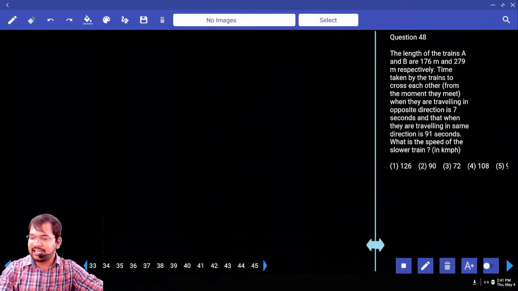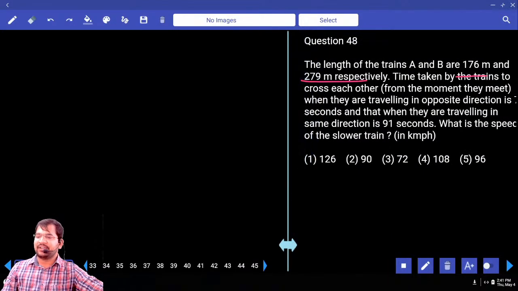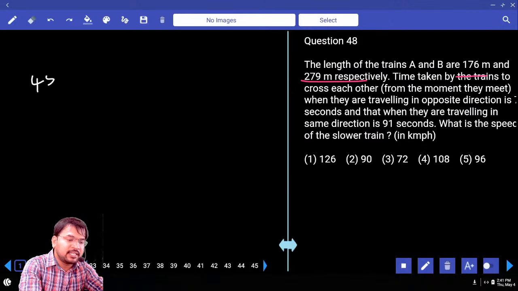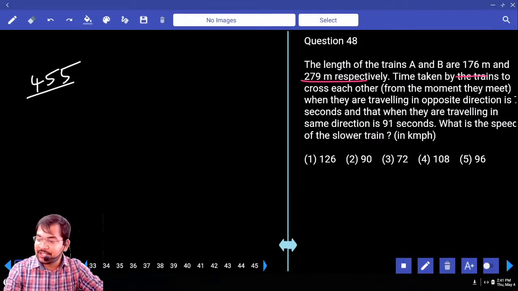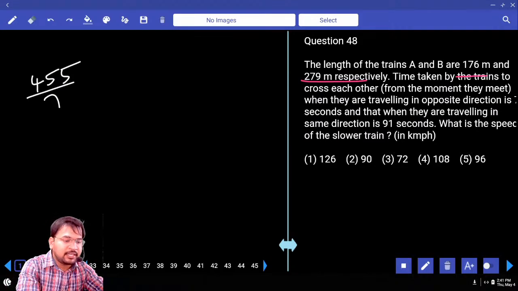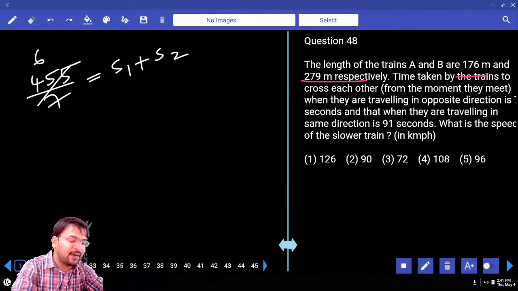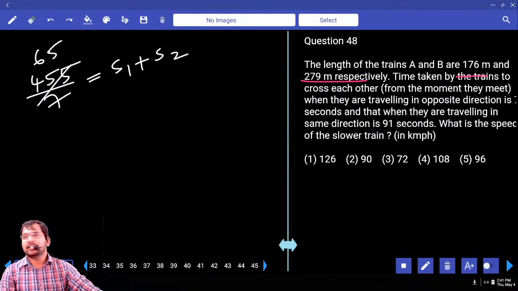So together is how much? Length of train 1 plus length of train 2, 176 and 279 together is 455. Distance is 455. Time is how many seconds? First, 7 seconds. Distance by time is nothing but speed. Opposite direction is nothing but S1 plus S2. 455 by 7 is 65. Therefore S1 plus S2 is equal to 65.